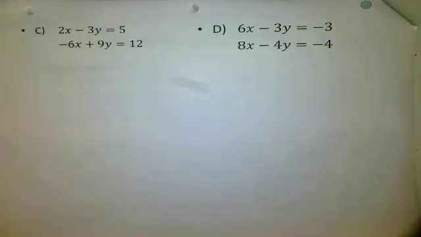These are special cases that could happen during substitution as well. So pay attention to how the algebra works out here, what happens, and know that the same thing could happen if you were using substitution. 2x minus 3y equals 5. Negative 6x plus 9y equals 12.